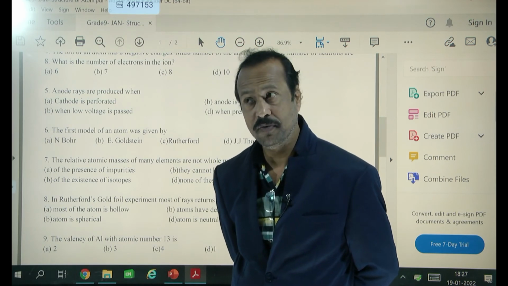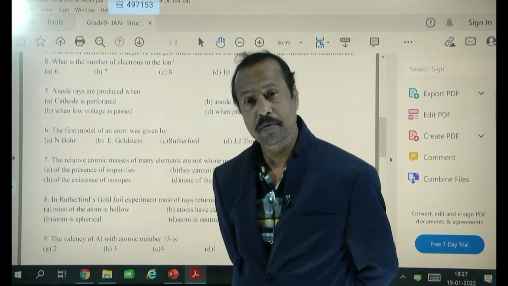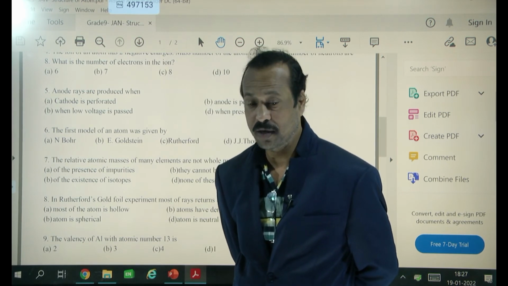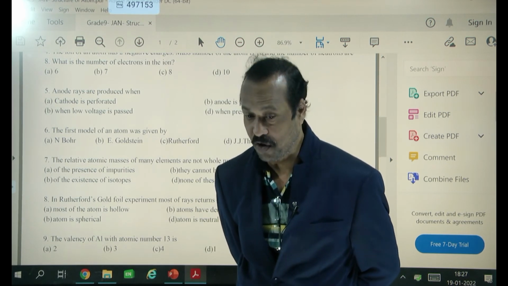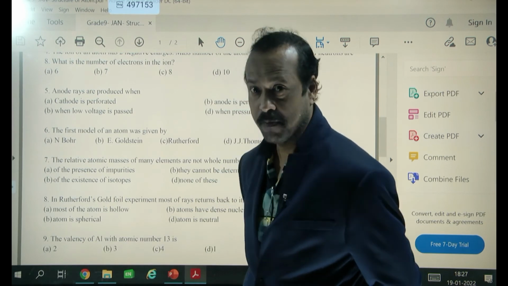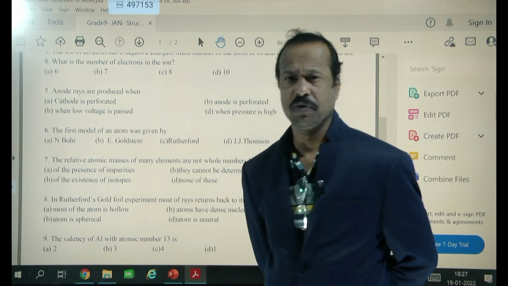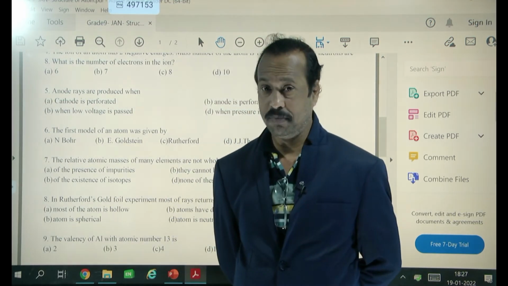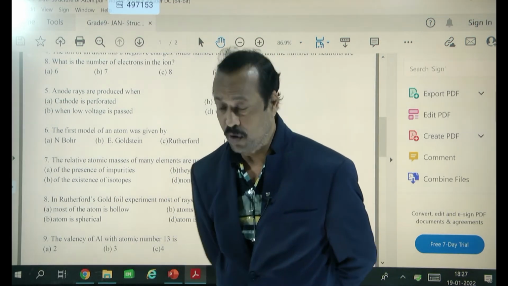Now similarly, if you take chlorine, its atomic mass is 35.5. This is also not a whole number. Whole number means like 1, 2, 3, 4; fractions, meaning decimal points, should not be there. But chlorine's atomic mass is 35.5. Like this, most of the atoms' atomic masses are not whole numbers. Okay, why? What might be the reason?